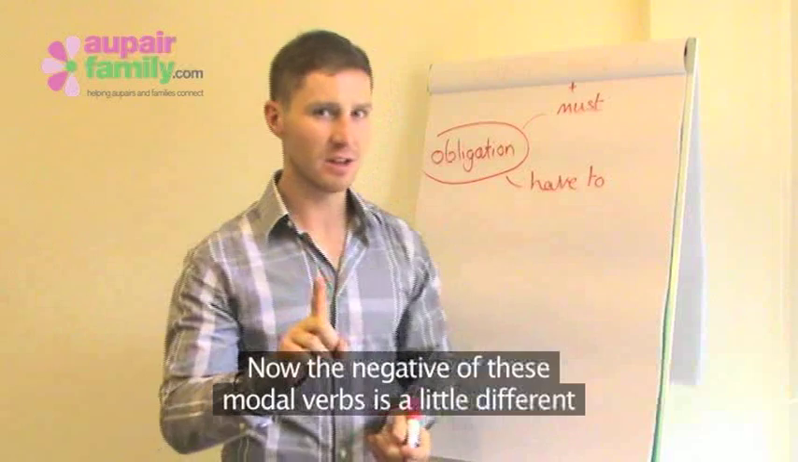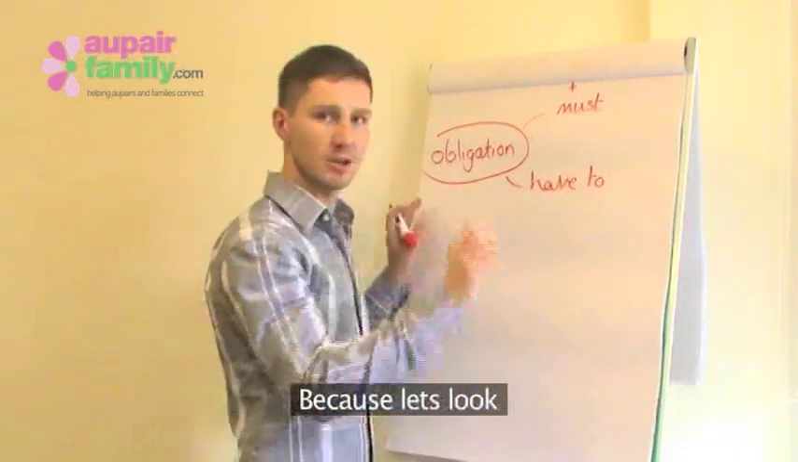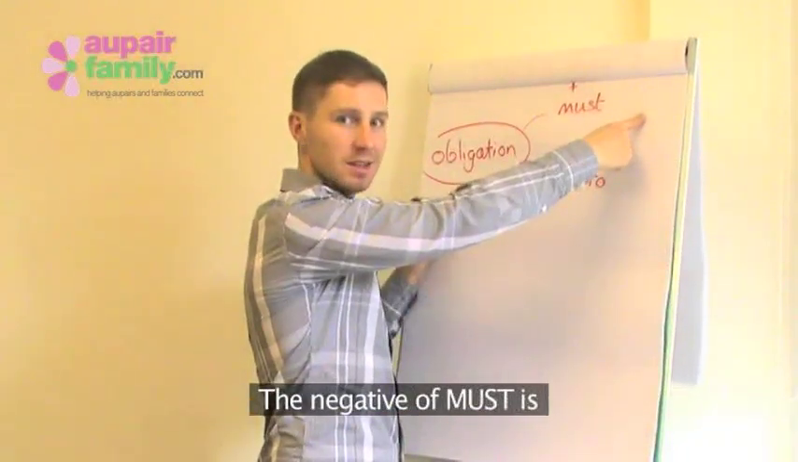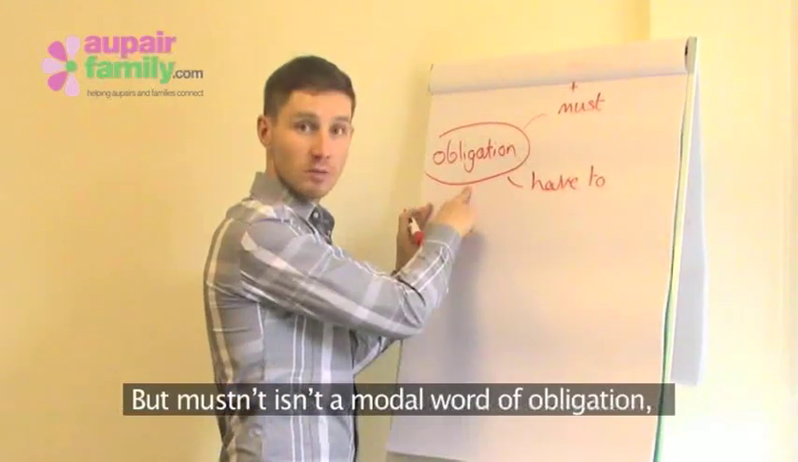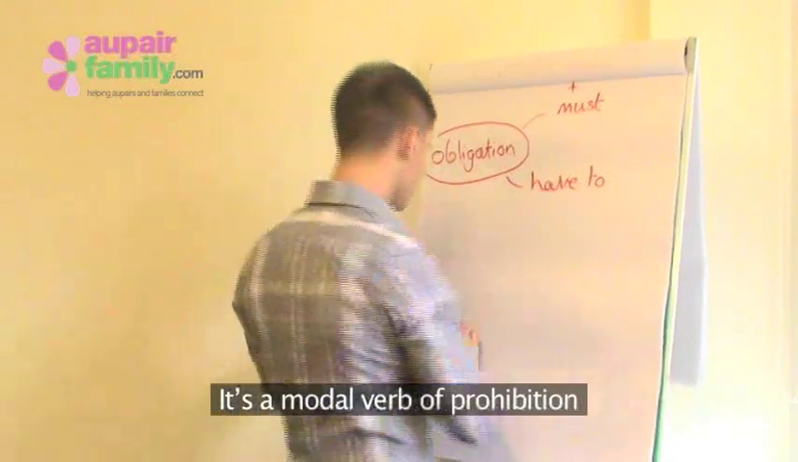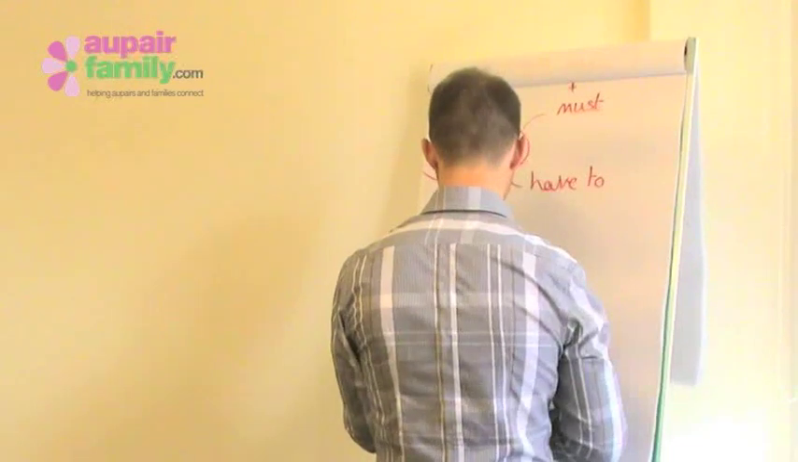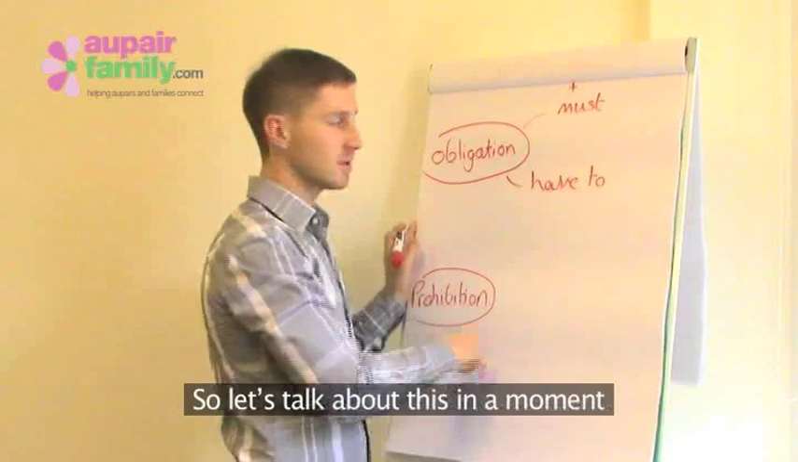Now the negative of these modal verbs is a little different. Because let's look. The negative of must is mustn't. But mustn't isn't a modal verb of obligation. It's a modal verb of prohibition. So, let's talk about this in a moment.